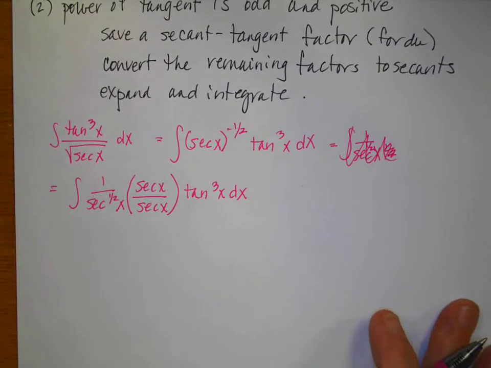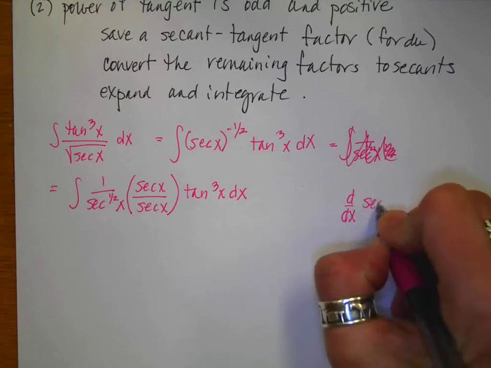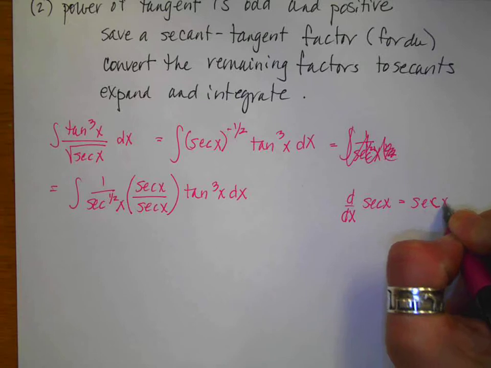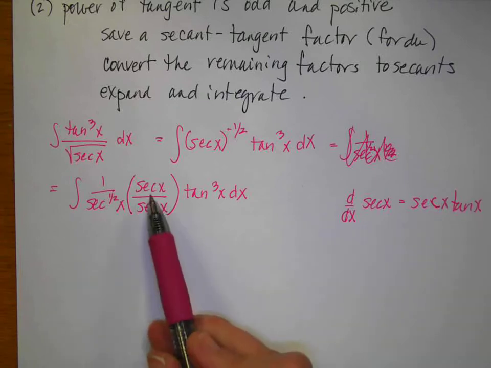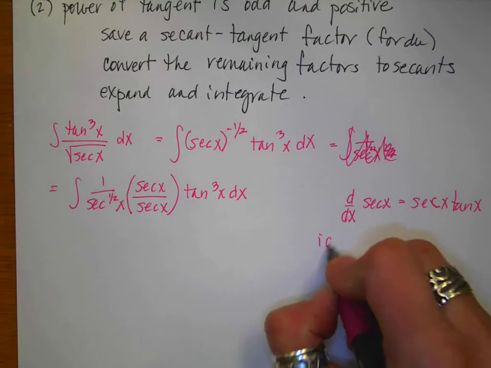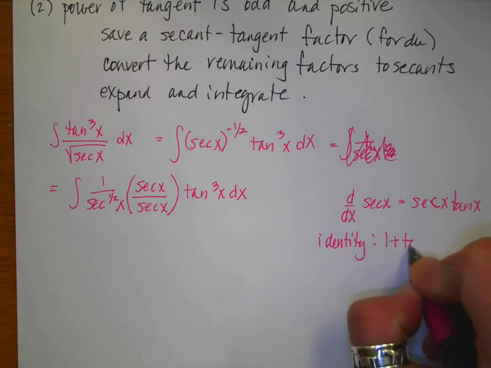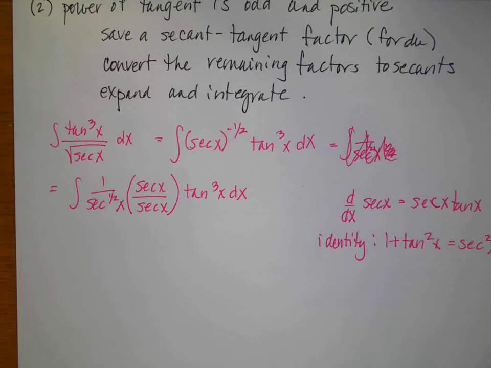All right, so a couple of things that we need to remember as we start is that the derivative of the secant of x is secant x tangent x, which is why we introduced this right here. And then the identity that we need to remember is 1 plus tangent squared x is equal to secant squared x.